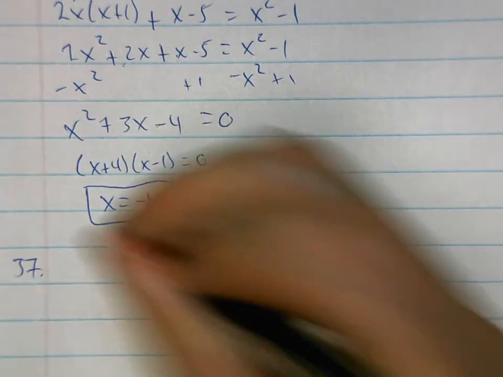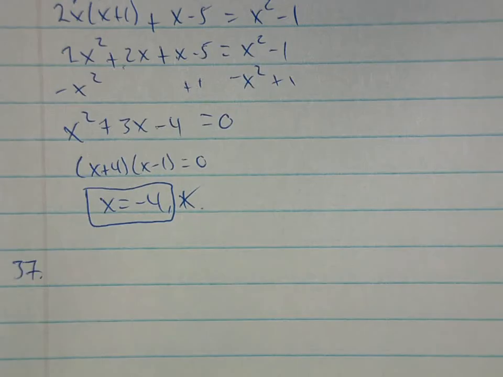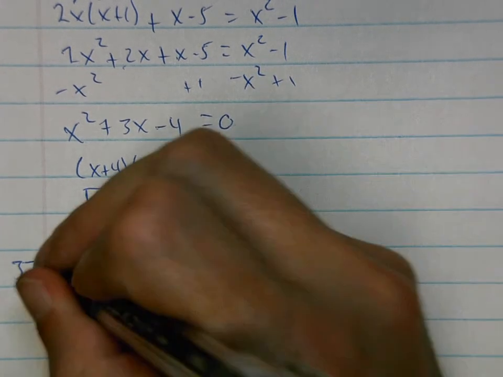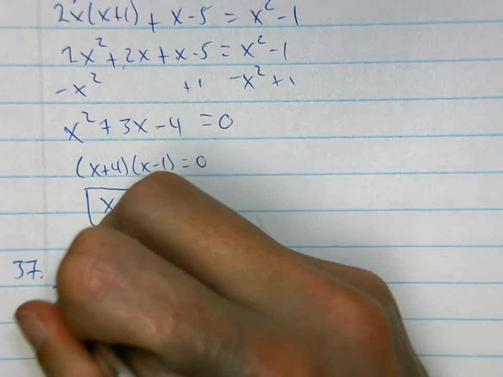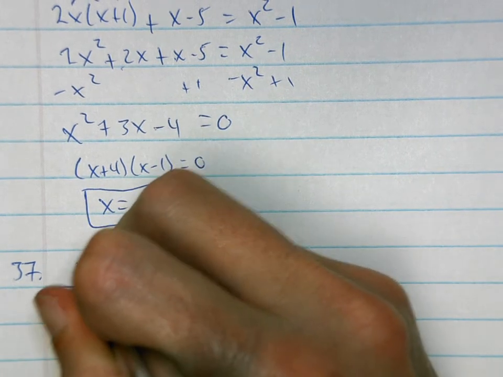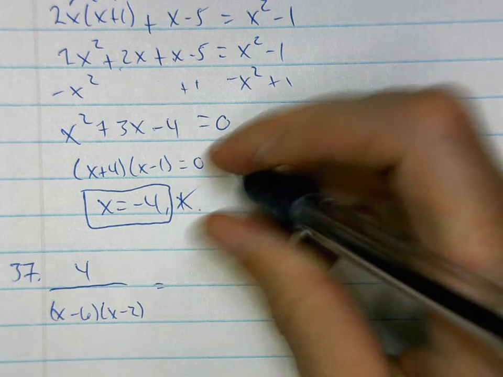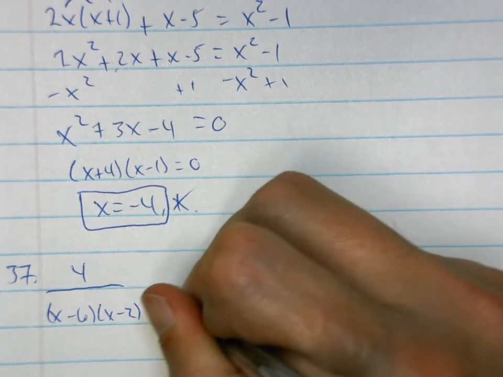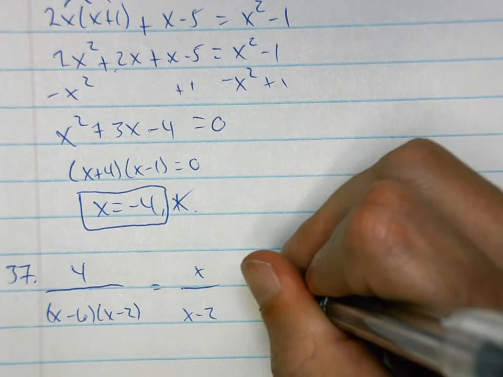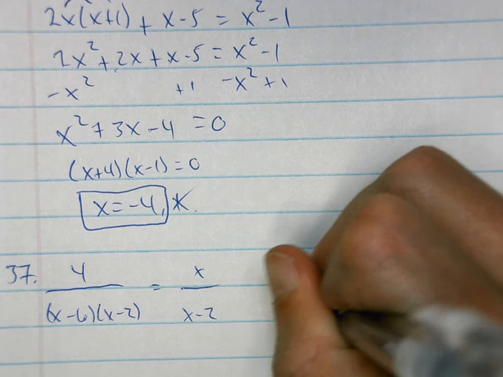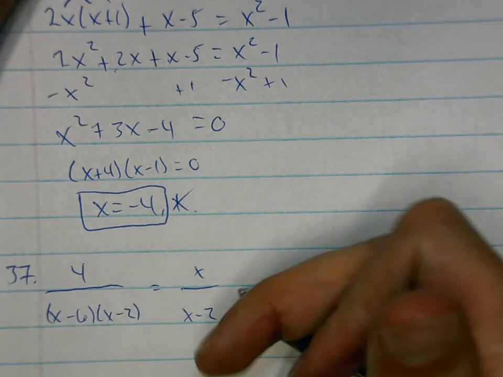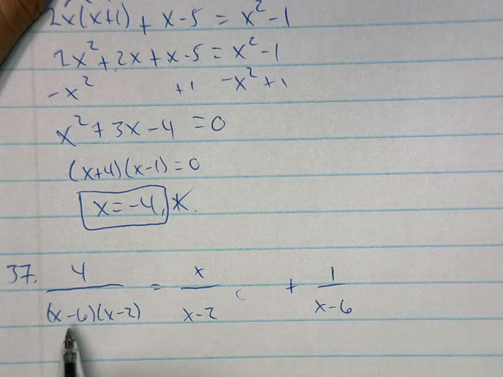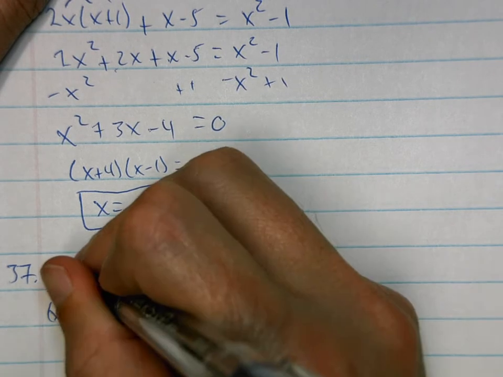37. 4 over x minus 6, x minus 2 equals x over x minus 2 plus 1 over x minus 6. There's a reason why I'm spacing them out. There's something that's going to go here. So our LCD is x minus 6, x minus 2. So you multiply everything on top by the LCD.